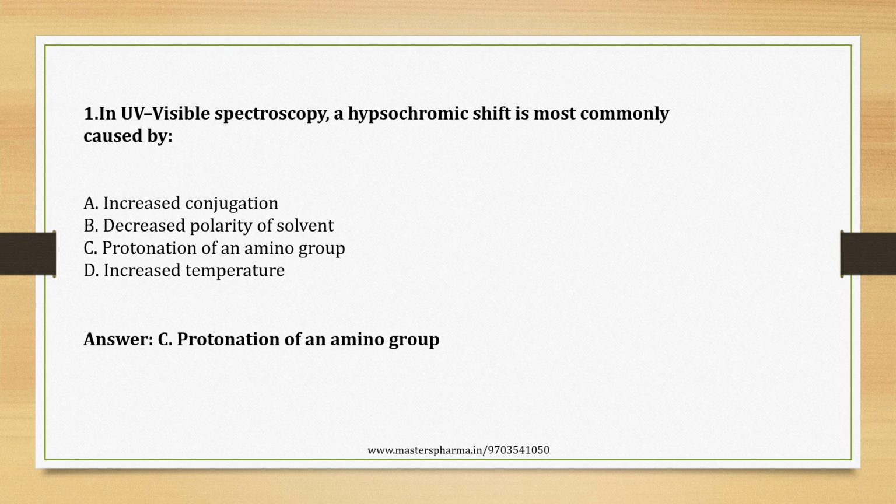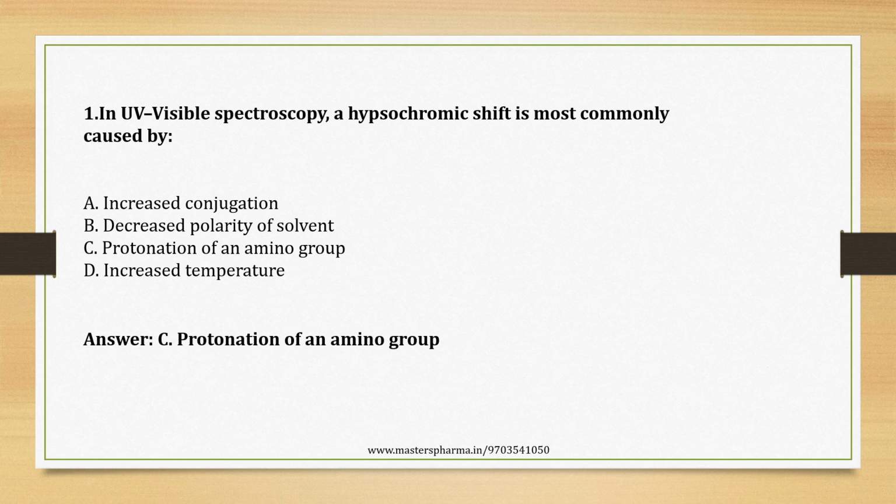Why does protonation cause a hypsochromic shift? A hypsochromic shift in UV visible spectroscopy refers to an absorption moving to a shorter wavelength. It is a higher energy. This occurs when the energy gap between HOMO and LUMO increases. Now we see the other options. Increased conjugation is incorrect because more conjugation lowers the energy gap and produces a bathochromic shift. It is a red shift, not a hypsochromic shift.